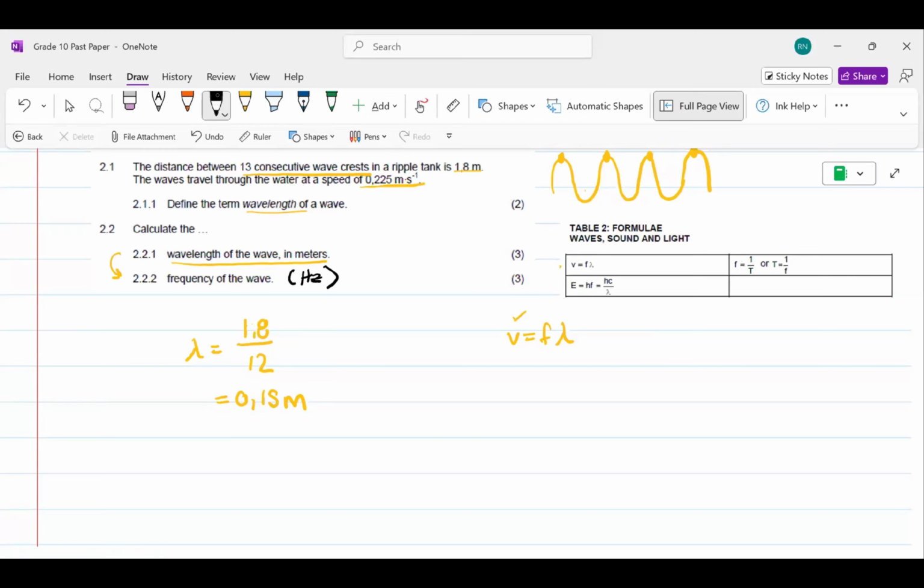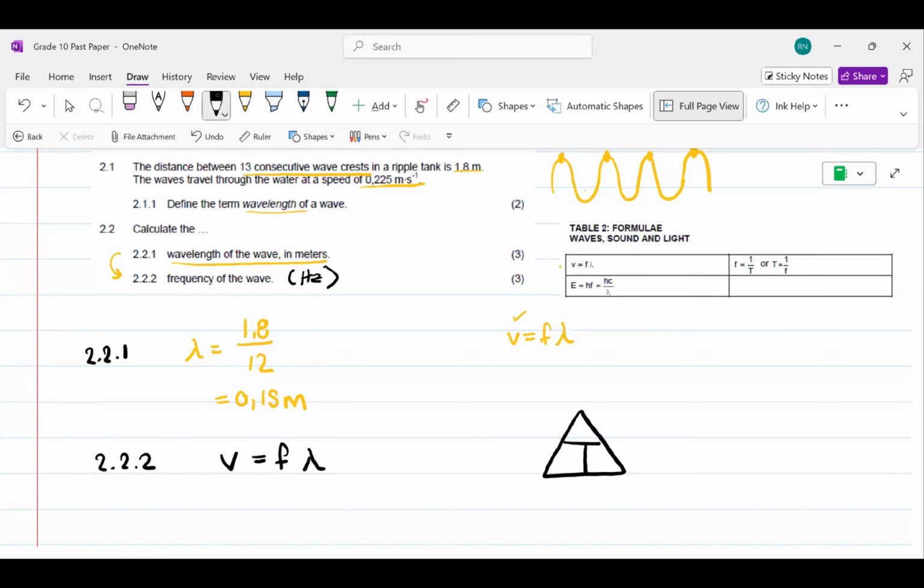Okay, so we're doing 2.2. We're trying to find the frequency of the wave, 2.2.2. We've done 2.2.1, and so the frequency of our wave we're actually going to find in 2.2.2. We're going to use the formula that we're given in our formula sheet that says speed is equal to frequency times wavelength, right? Or we can use our triangle.